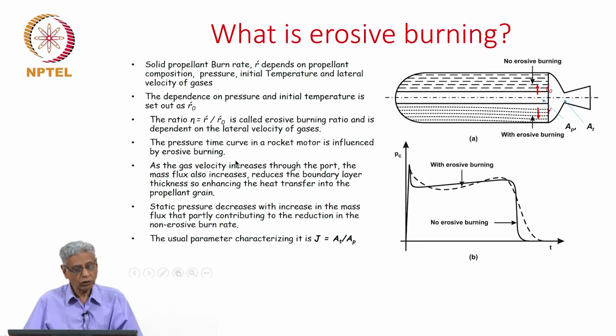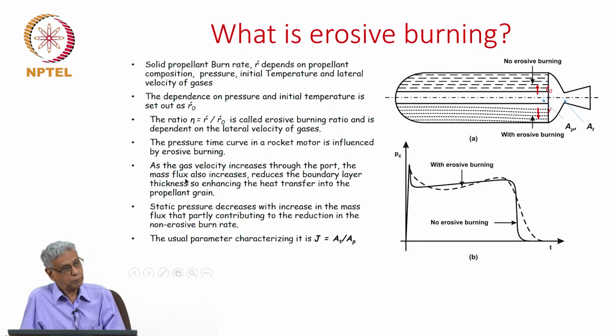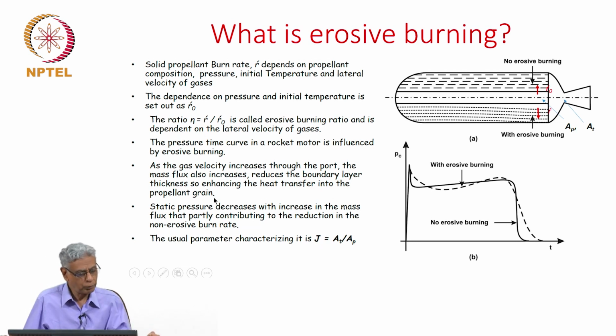As the gas velocity increases through the port, the mass flux also increases, which reduces the boundary layer thickness, so enhancing the heat transfer into the propellant grain, a point alluded to a moment ago. I also said static pressure decreases with increase in the mass flux, partly contributing to the reduction in the non-erosive burn rate. Normally, the parameter which characterizes this from early times is called J. It is the throat area to port area. This is the port area and this is the throat area.